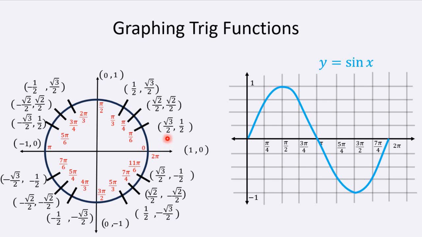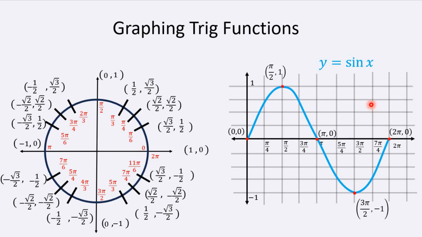When you're graphing it, you don't have to go through all these angles. We're going to focus specifically on the quadrant angles. So these are the quadrant angles here. 0, 0, pi over 2, 1, pi, 0, pi, 0 is over here. 3 pi over 2, negative 1, and then 2 pi, 0.